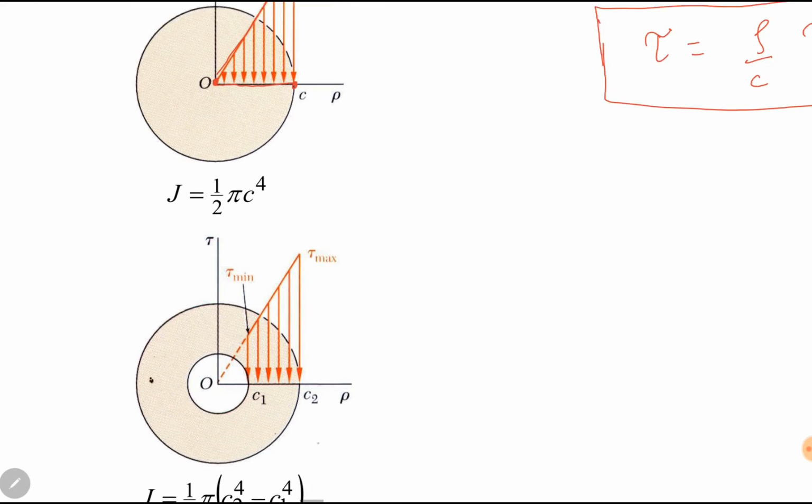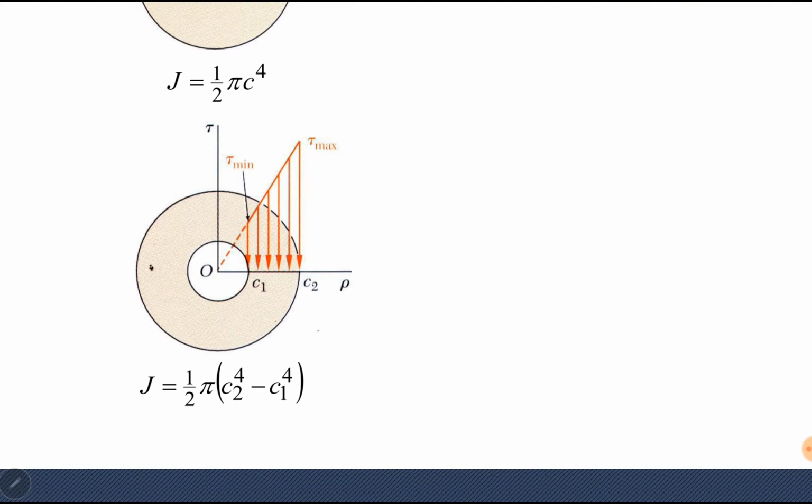Similarly, for a hollow cylinder or hollow shaft, there are two radii, internal radius C1 and external or outer radius C2. So at radius C1, tau will be equal to C1 over C2 into tau maximum.